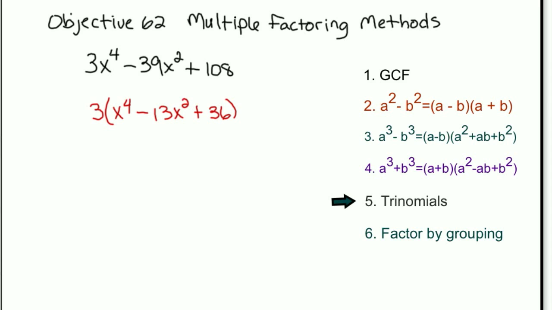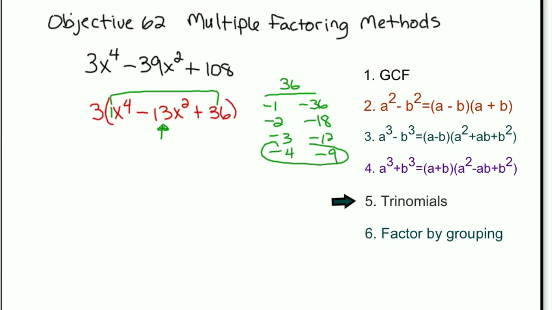So we're going to do a trinomial factoring on the terms in parentheses. I'm going to leave that greatest common factor on the outside for now, and we'll worry about that in a few minutes. I need factors of 36 that are going to add up to negative 13, which means both of my factors are going to be negative. As soon as I hit negative 4 and negative 9, I can stop because those do add up to negative 13.